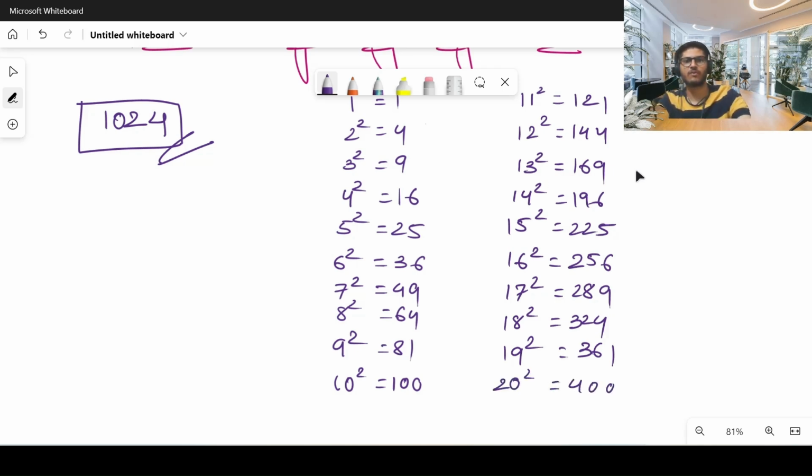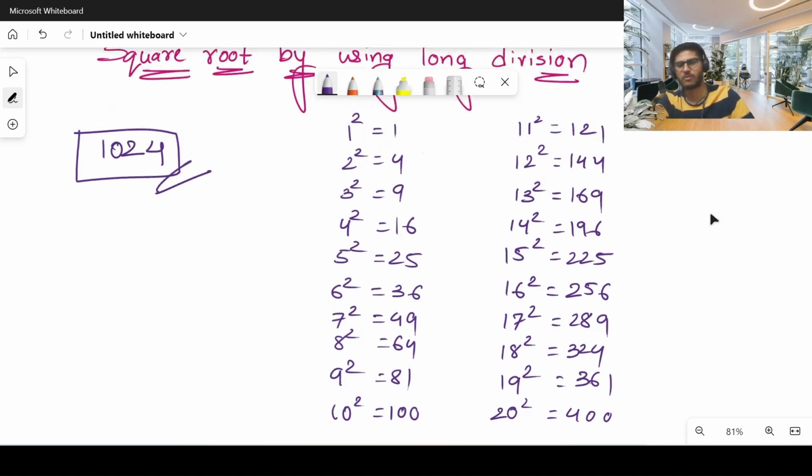So these are the squares from 1 to 20, the most important ones, which you have to remember. Okay. Now you must be thinking, why have I written the squares of the first 20 numbers? That is something which I just wanted to show you.